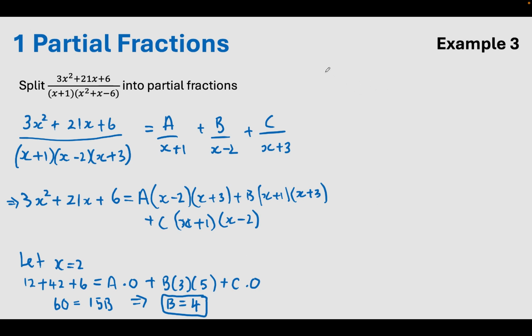Alright, let's go again. So I'm going to let x equal, now let's have a look. So this one cancelled, so let's cancel this one now. So minus 3. Alright, so when I put this in, I'm going to get 3 times minus 3 squared, so I'm going to get 9 minus 63 plus 6.